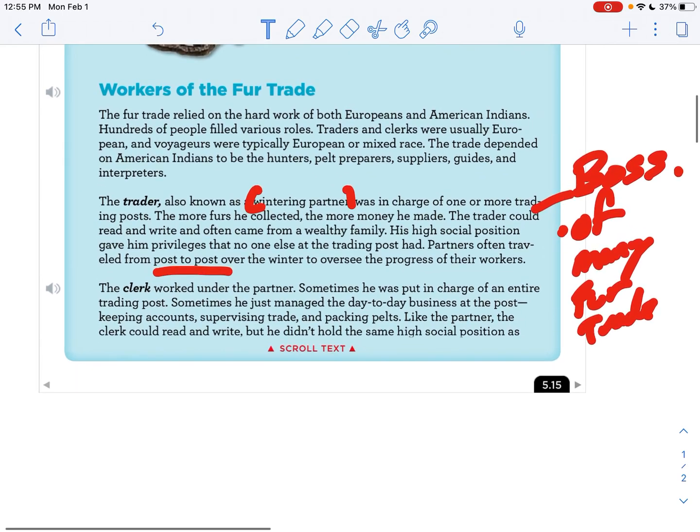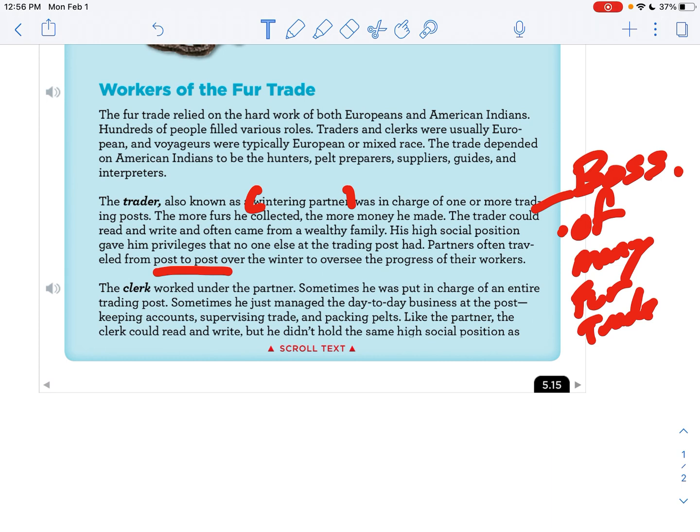Next one, we got the clerk. The clerk worked under the partner. In other words, he worked under the trader. In other words, the trader was his boss. Sometimes he was put in charge of an entire trading post. Remember, the trader could be in charge of 2 or more. Sometimes he just managed the day-to-day business at the post, keeping accounts, supervising trade, and packing pelts.